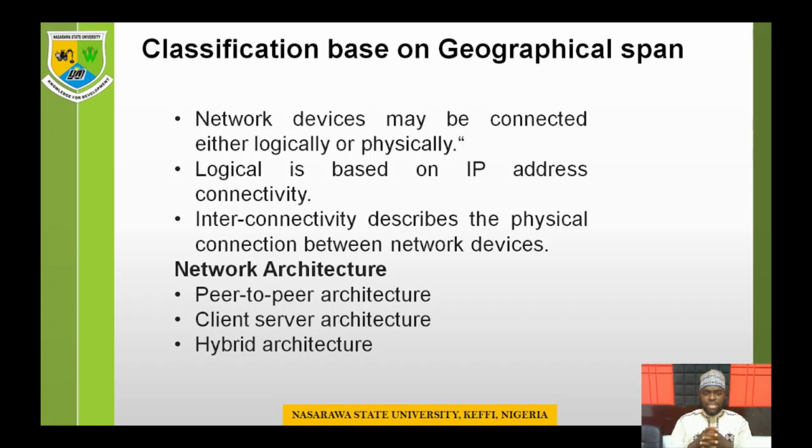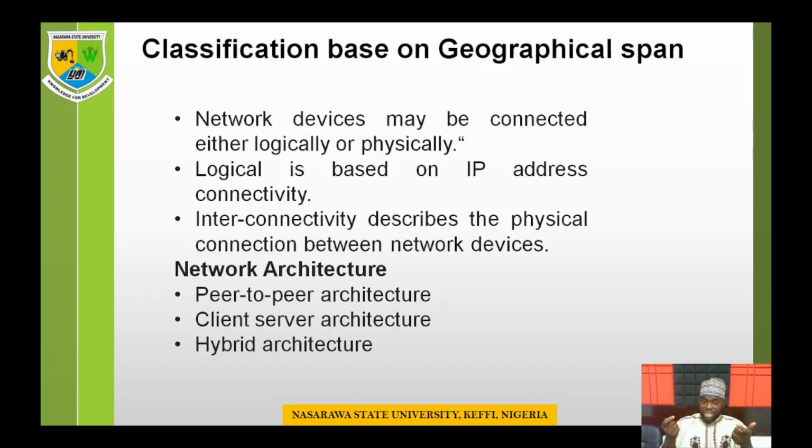A network device may be connected either logically or physically. This is a classification on the basis of configuration, not geographical; the first one was geographical. So your network devices may be connected either logically or physically. Logically tells you the connectivity of your network on the basis of the IP, how your IP addresses are set up within your network environment. Then it can be connected physically. This is where we describe the topology, which we're going to look at in the next slide.